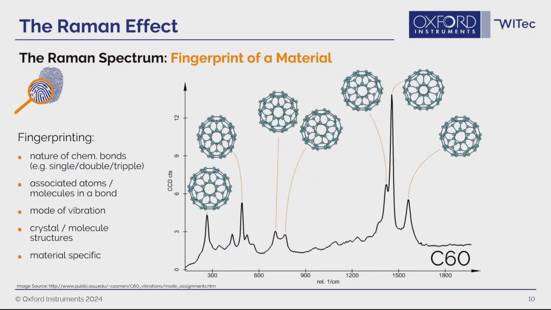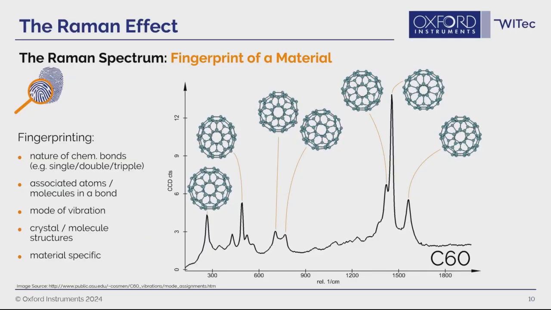To provide you a better understanding, let's have a look at the characteristic Raman spectrum. In this case, as you see on the right side, we have a look at the spectrum of carbon C60. In the spectrum, you can see different peaks, and if you have a look at the different vibrational modes, one can nicely assign different vibrations to different peaks in the spectrum. So here we can learn about the nature of the chemical bondings.